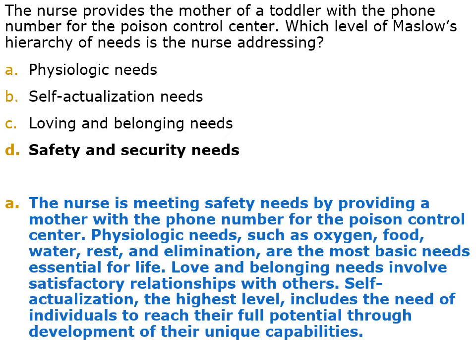The physiological needs include oxygen, food, rest, and elimination. Love and belonging involves relationships with others, and self-actualization is reaching the highest level or potential that we can as a person by developing our own unique capabilities.